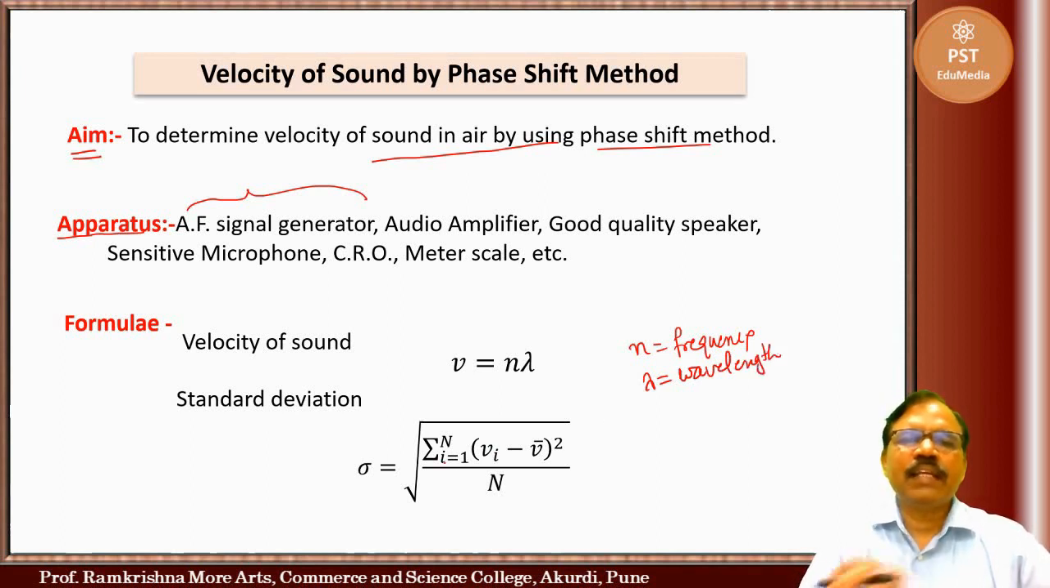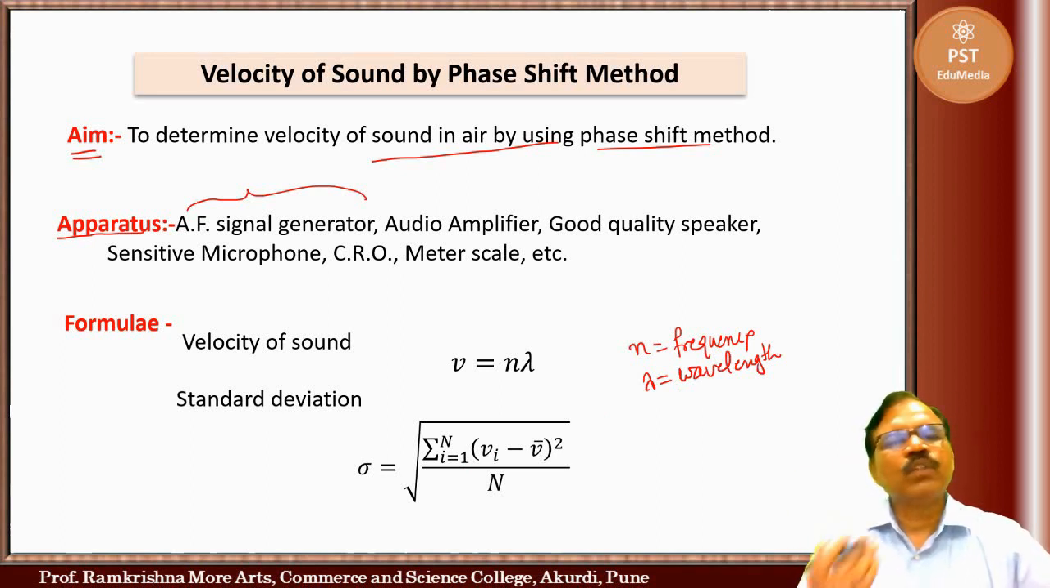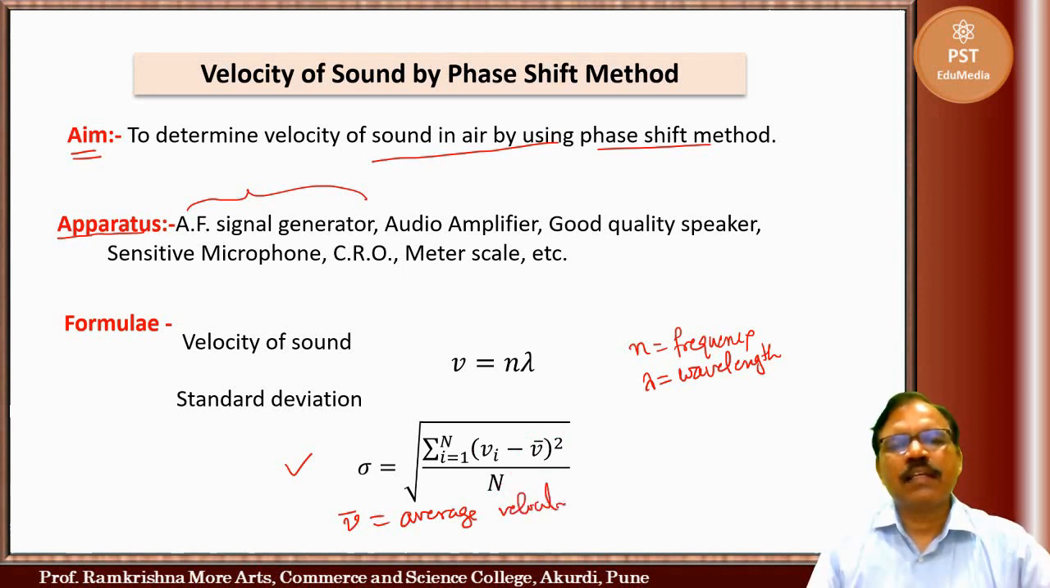And we will take a number of readings, so we will get the average velocity. So we can find the standard deviation using this statistical formula: sigma is equal to the square root of summation i equals 1 to n of (Vi minus V bar) whole square, divided by n, where V bar is the average velocity and n is the number of readings.